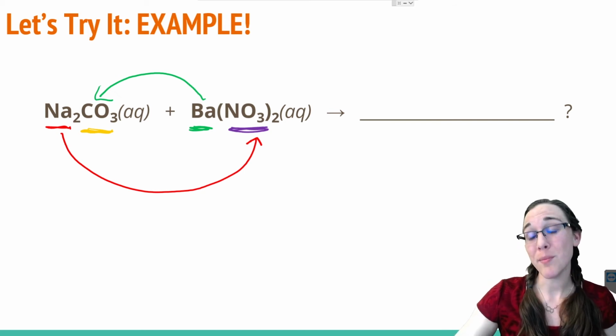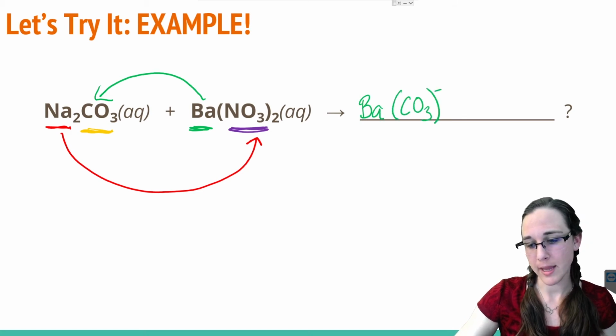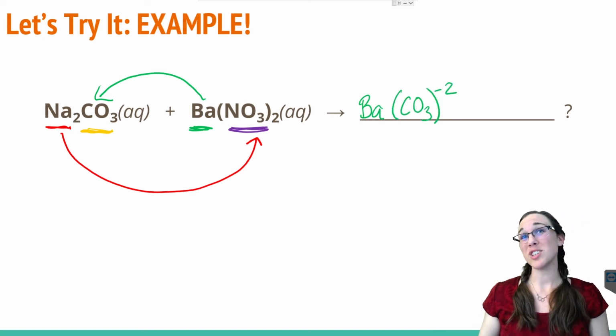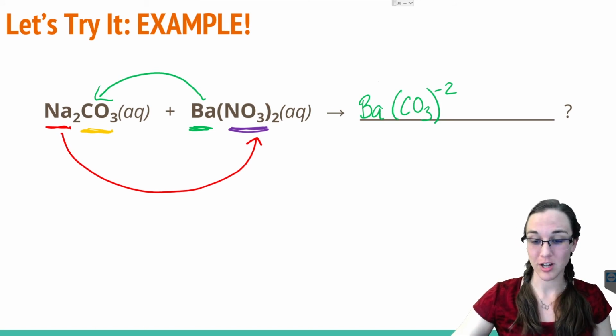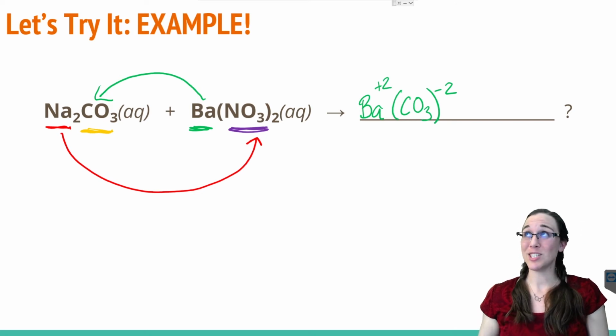So now what we end up with is barium and CO3 minus 2. Now, what's the charge on barium? Check your periodic table, and you should see that barium has a charge of plus 2. That's convenient. 2 minus 2 gives us 0, so those charges balance.